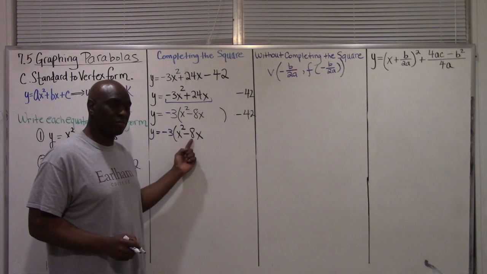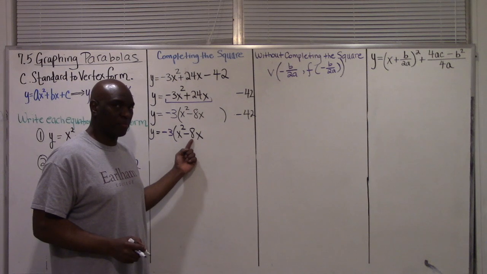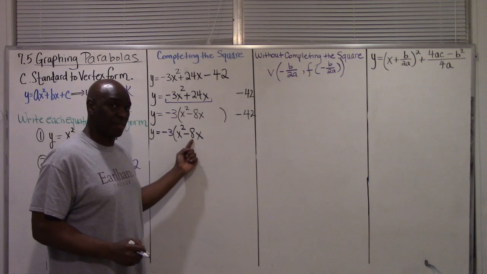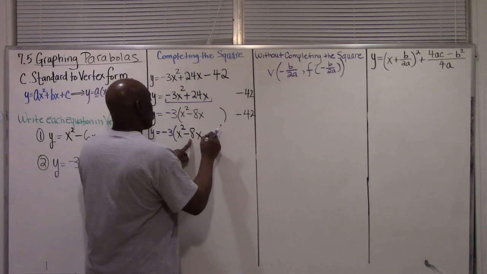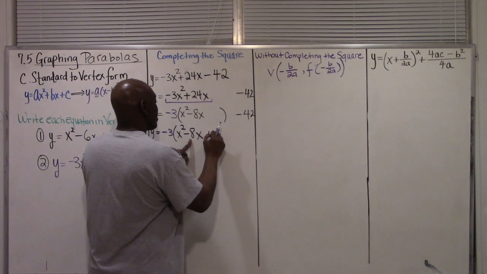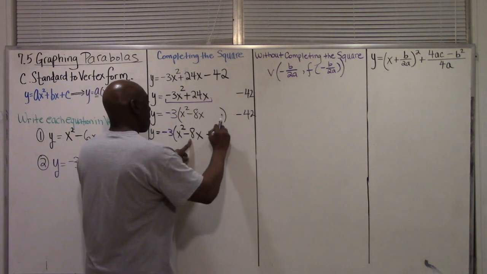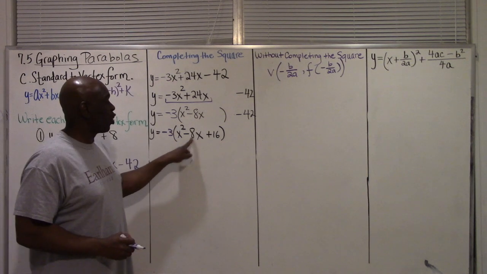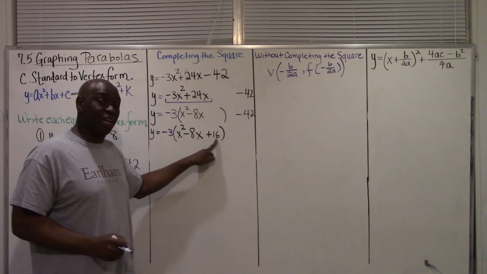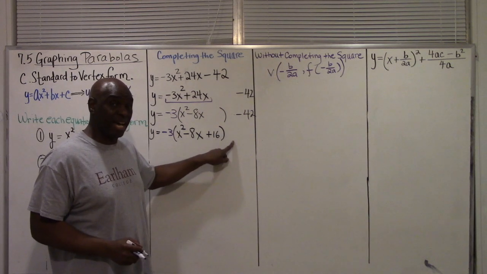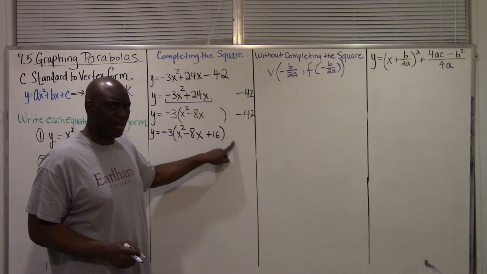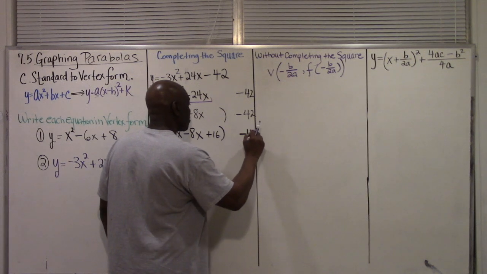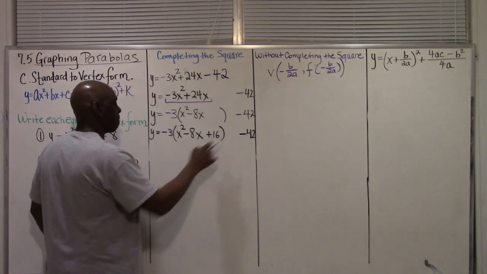Alright, now, take half of 8. Half of 8 is what? 4. 4 squared is what? 16. So I'm going to go a plus 16 right here. Now I know what you're thinking. If we go plus 16 right here, then we have to go a minus 16 outside, right? Wrong. No. The minus 42 goes here, yes. But what goes right here?